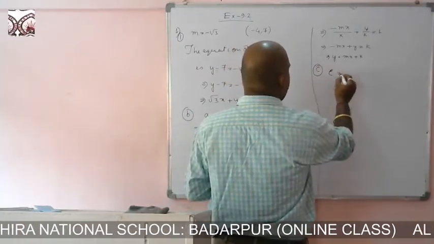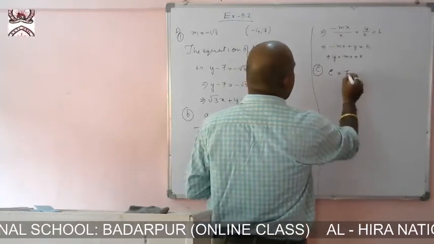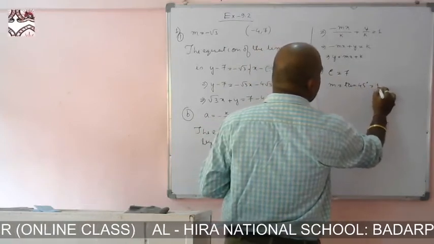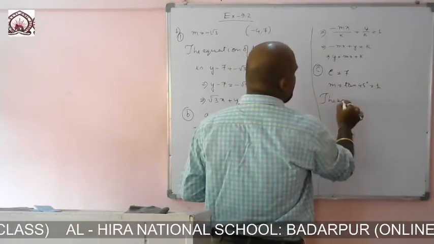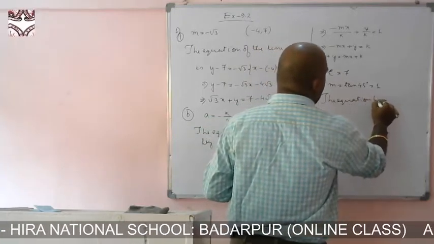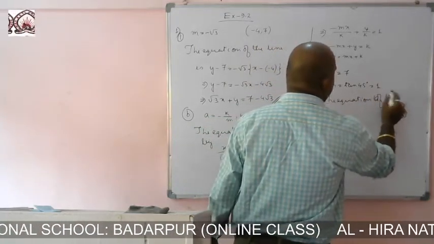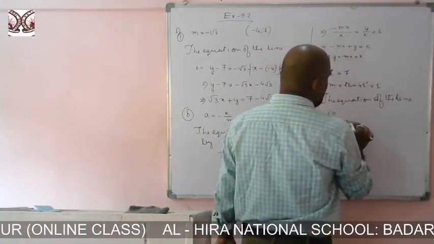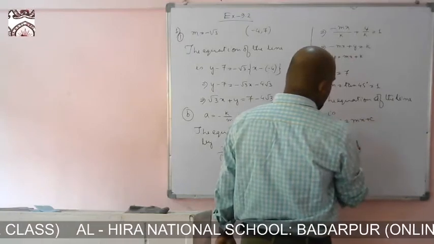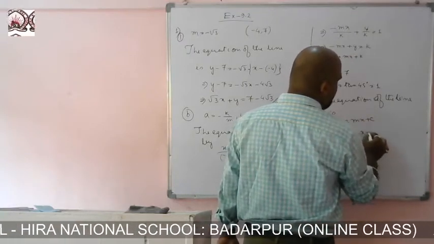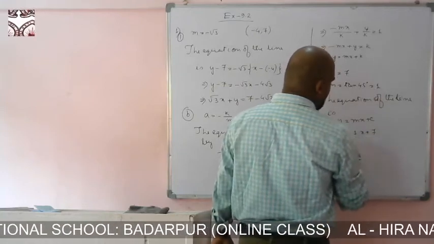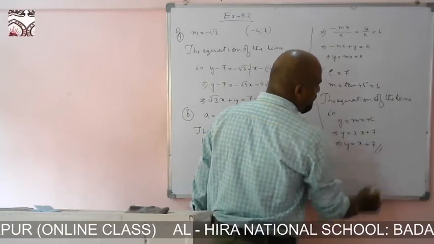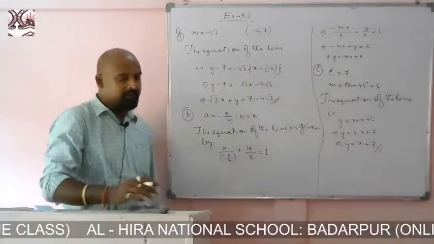The y-intercept, the value of c, is given as 7. m equals tan of the angle, 45 degrees. tan 45 degrees is 1. Then what will be the equation of the line? We know y equals mx plus c. Here m equals 1, so 1 into x plus the y-intercept 7. So y equals 1 into x plus 7. This is the required equation of the line.